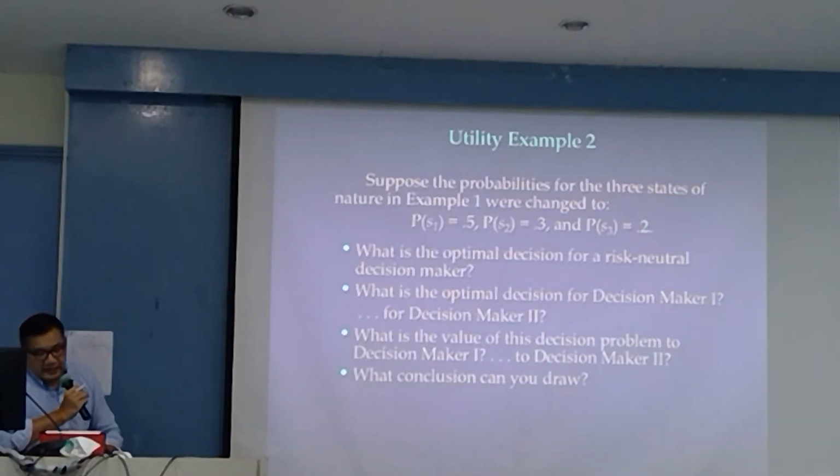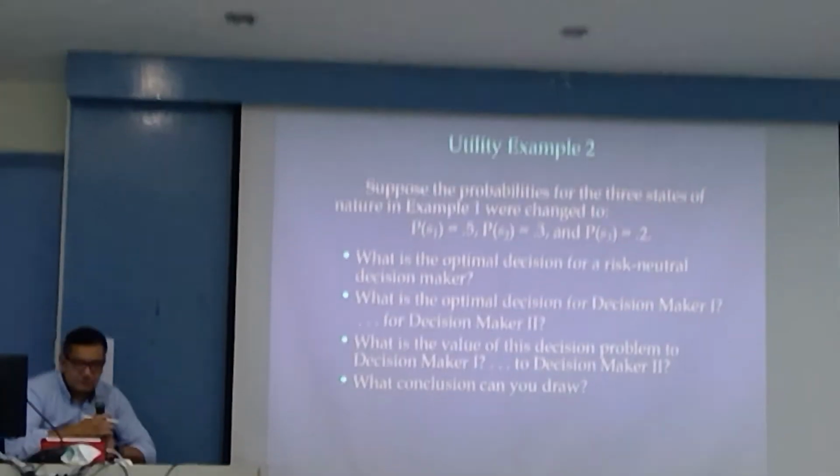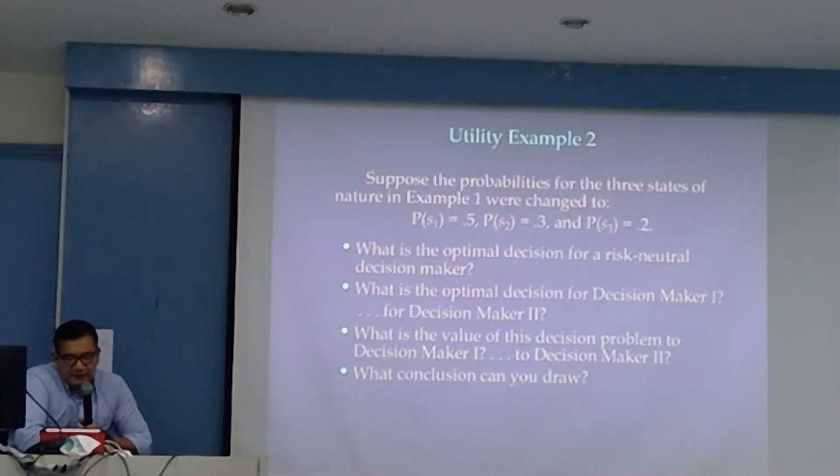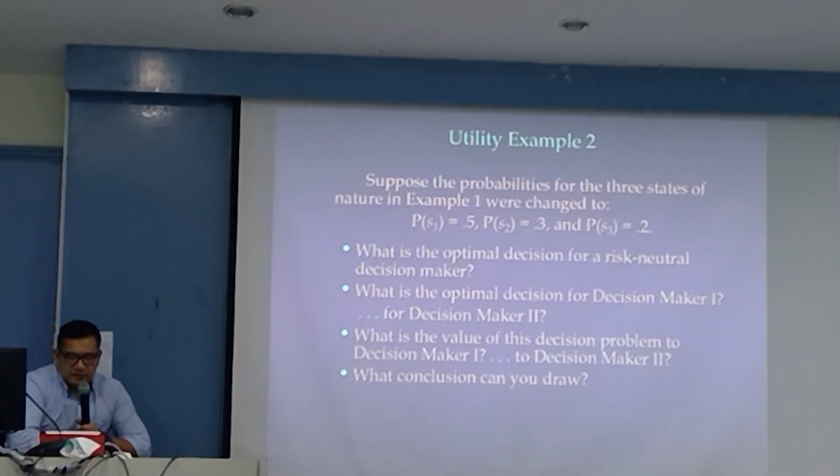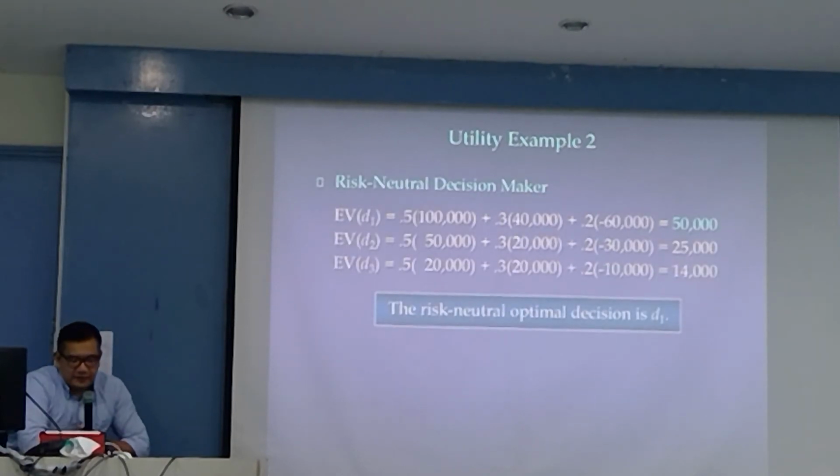Okay, and I can say that if we change the probability, for example, to be 0.5, 0.3, and 0.2, what would be the optimal decision for risk neutral? How about the optimal decision for decision maker 1 and for decision maker number 2? And what is the value of this decision, the difference, and what would be your conclusion? So now we change the problem a little bit. We change the probabilities. It's not 0.1, 0.3, 0.6 anymore. We change to 0.5, 0.3, and 0.2.